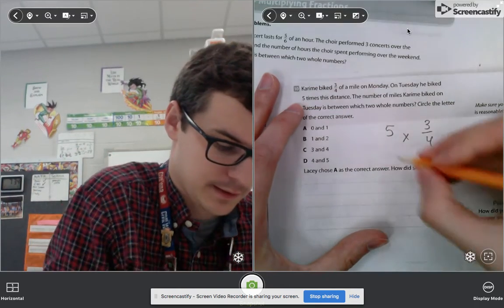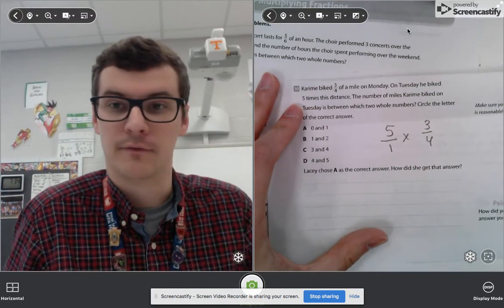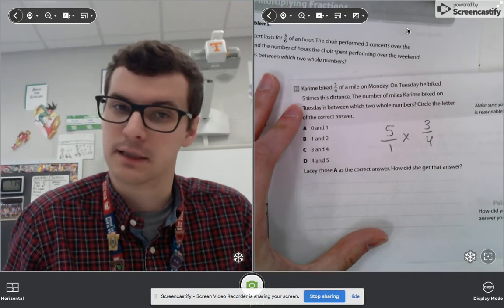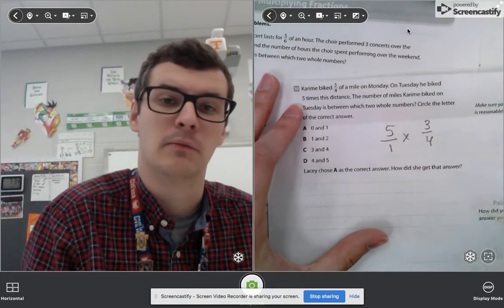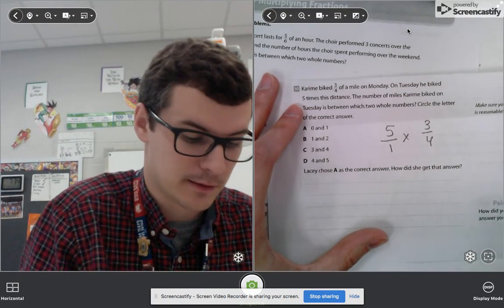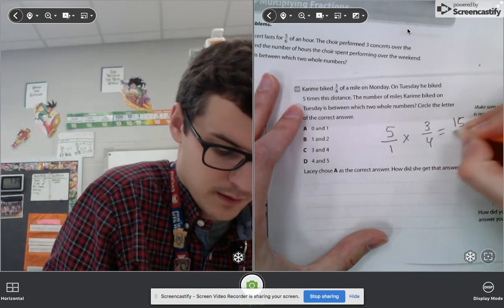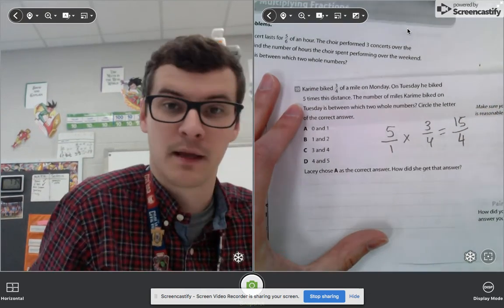All right, so what I would do here is put 5 over 1, get that unit fraction. It does not change the value, but it gives us that numerator times numerator, denominator times denominator. So 5 times 3 is going to give me 15. 1 times 4 is going to give me 4.